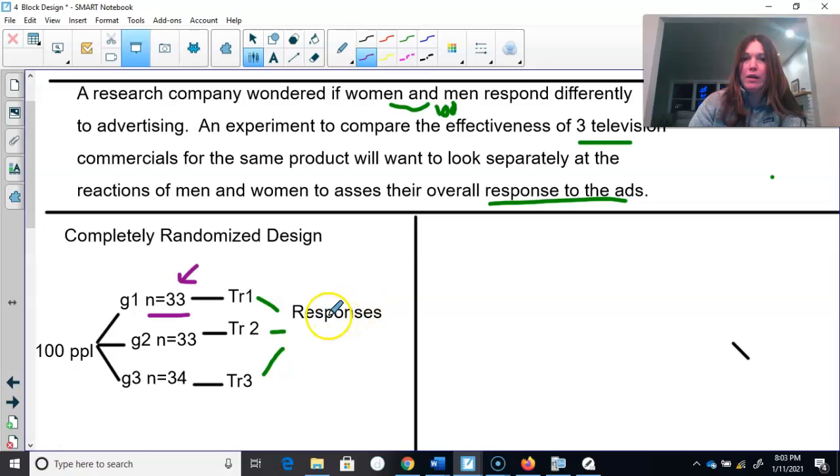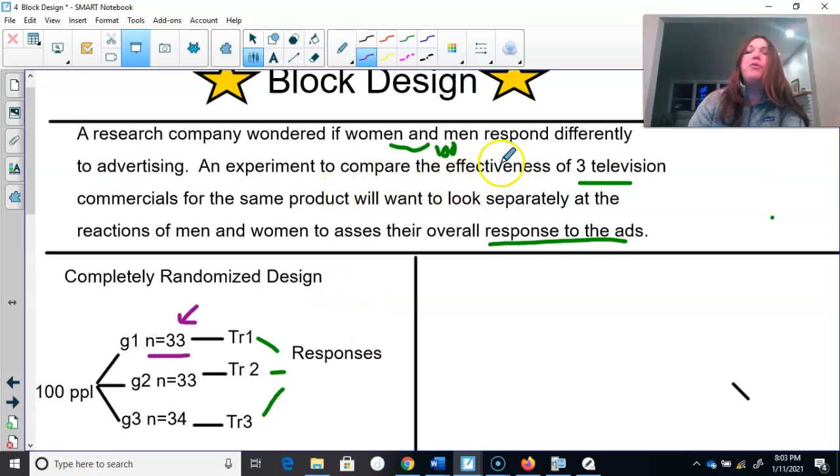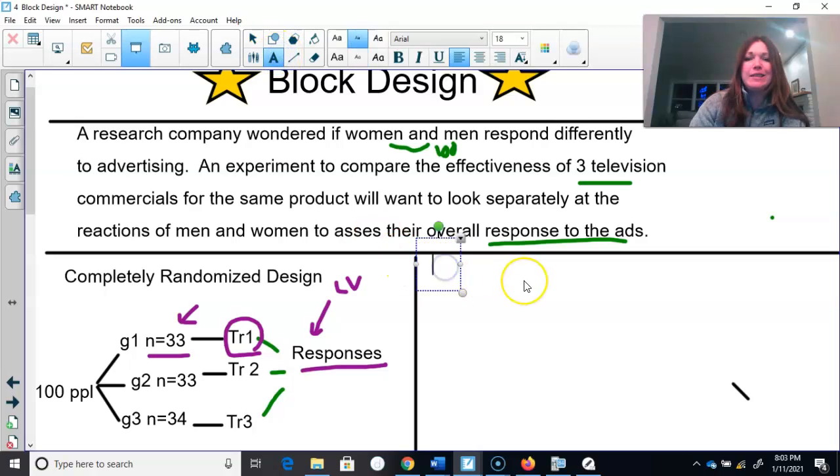Well, then we don't know. We're not saying that this is true, but if we think that they might respond differently, we don't know if the responses were because this commercial was really the best, or because of the lurking variable that there was more of one gender in that group. So what we do then is we do a block design.